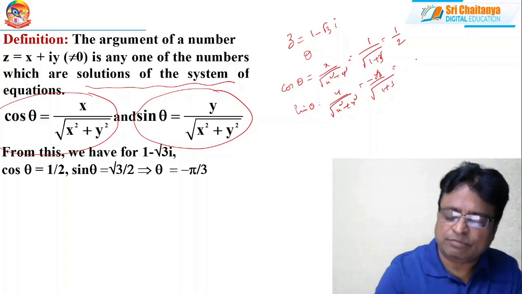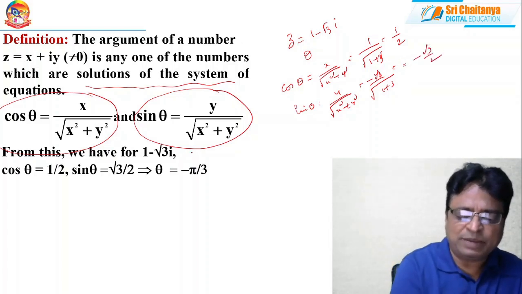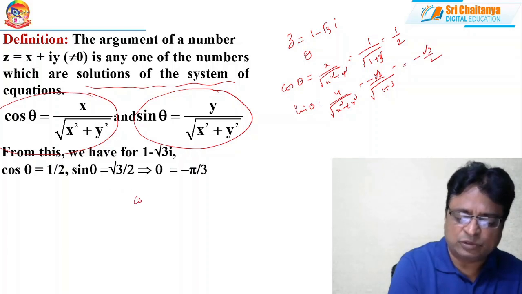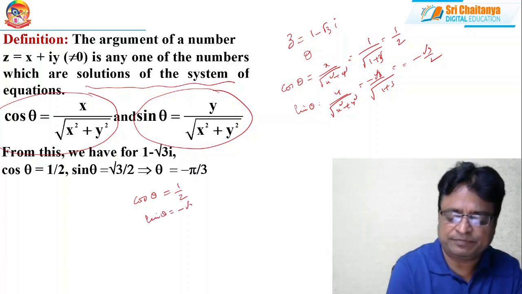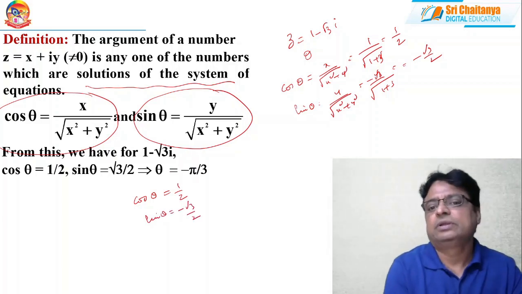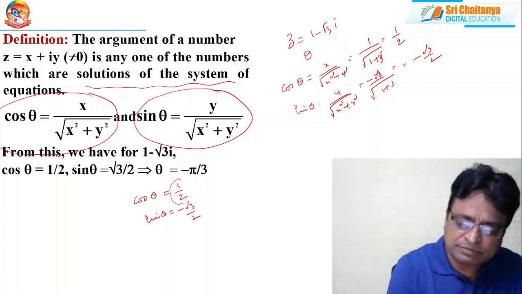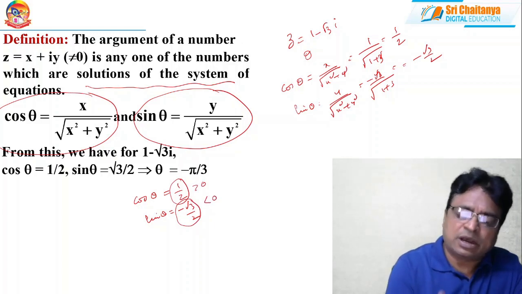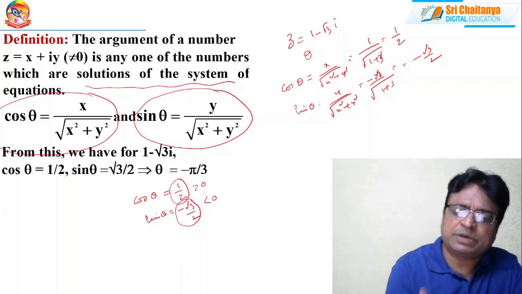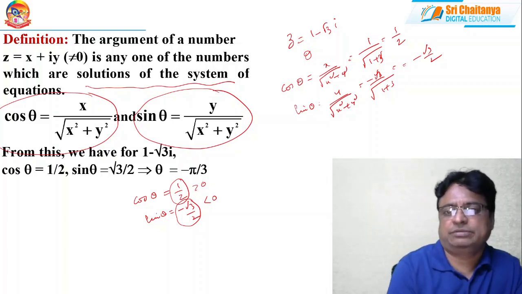That is equal to minus root 3 by 2. So, my argument of this complex number is nothing but the solution of the system cos theta is equal to 1 by 2 and sin theta is equal to minus root 3 by 2. That is, cos is positive, sin is negative. Cos is positive, sin is negative is possible only when theta is in the fourth quadrant.